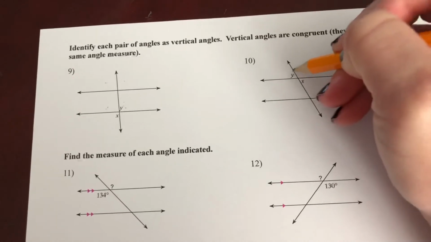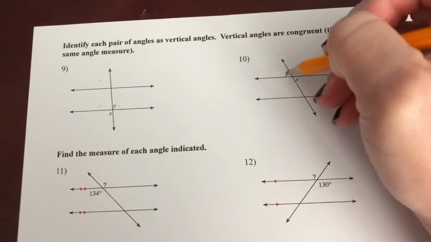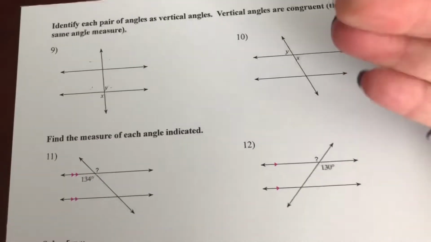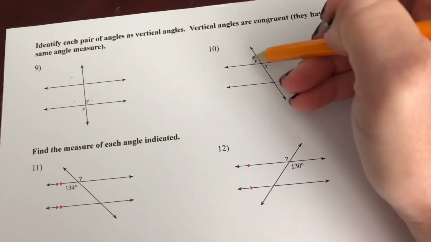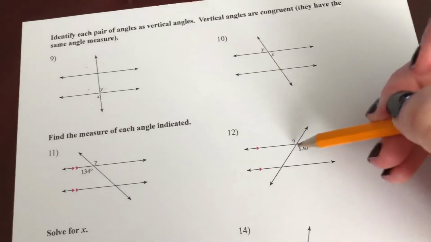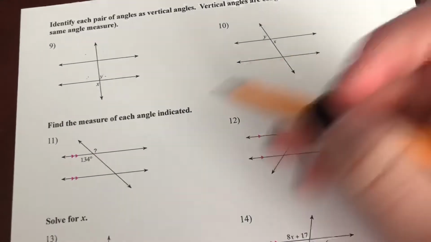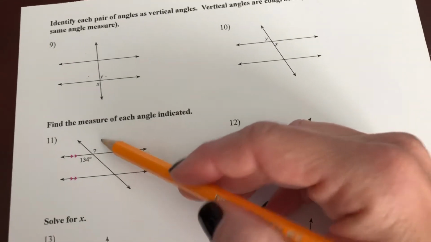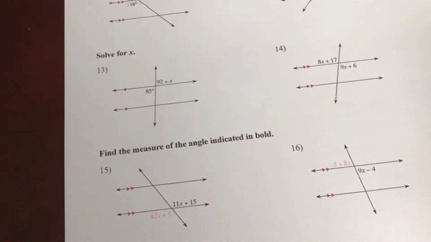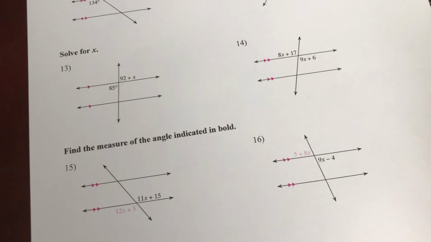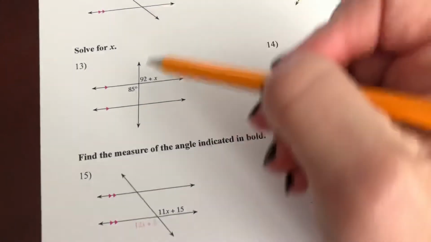Sorry. This and this, they're vertical. I always say they're like looking at each other. But they have the same angle. So let's say, just like down here, if this one's 130, you know this one's going to be 130. If this one's 134, you know this one's going to be 134. Okay, so they're congruent. And just like we did on the front side, you're setting them equal to each other. Since they have the same angle measures, they're going to equal each other.